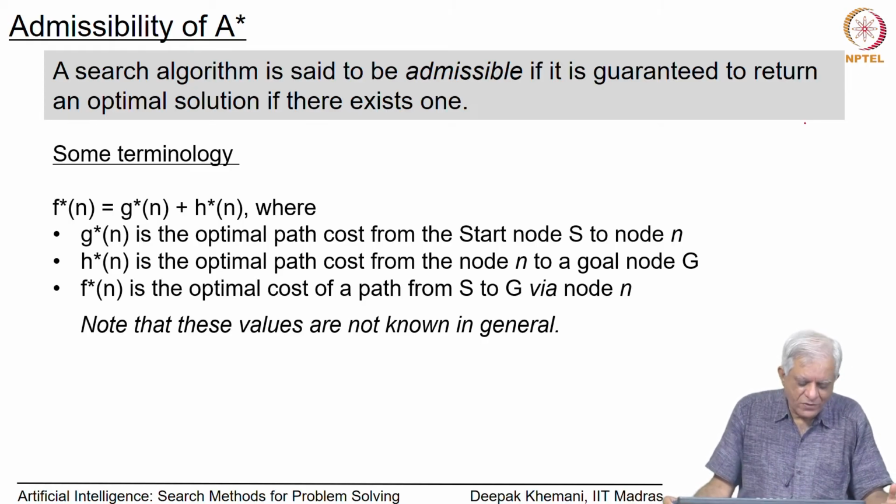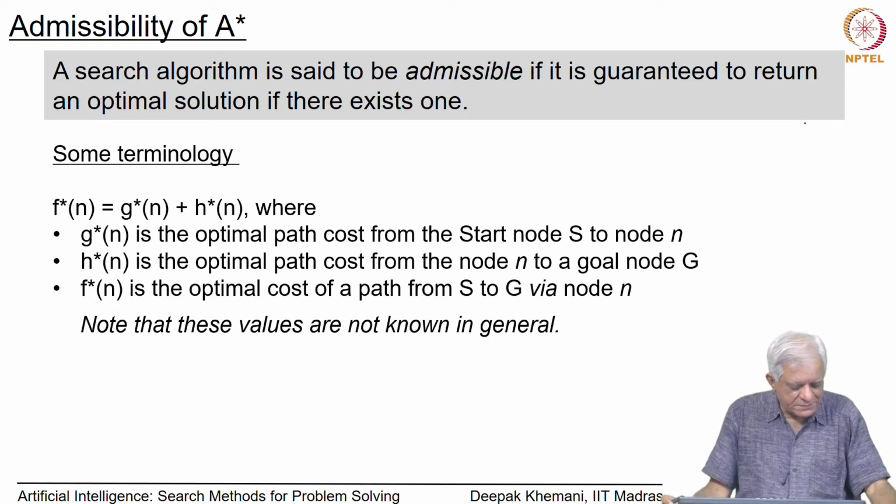And as I have been saying here, note that these values are not known in general. We rarely know any of these values. Sometimes, under certain conditions, we will get to know g star of n, but definitely not h star of n, and therefore, definitely not f star of n.